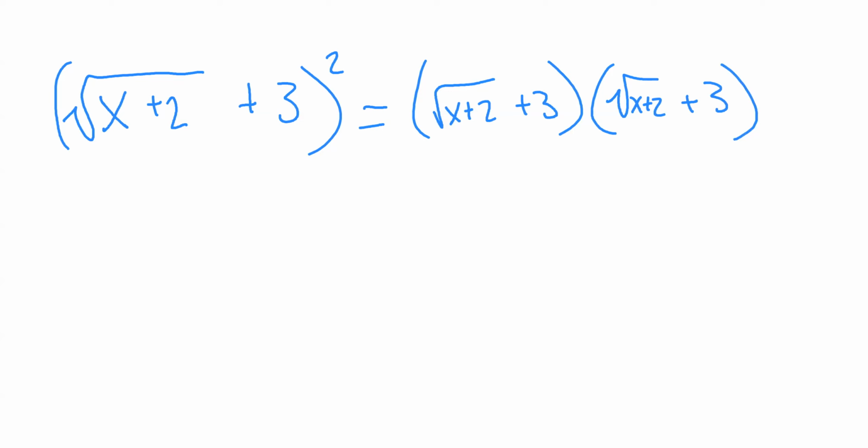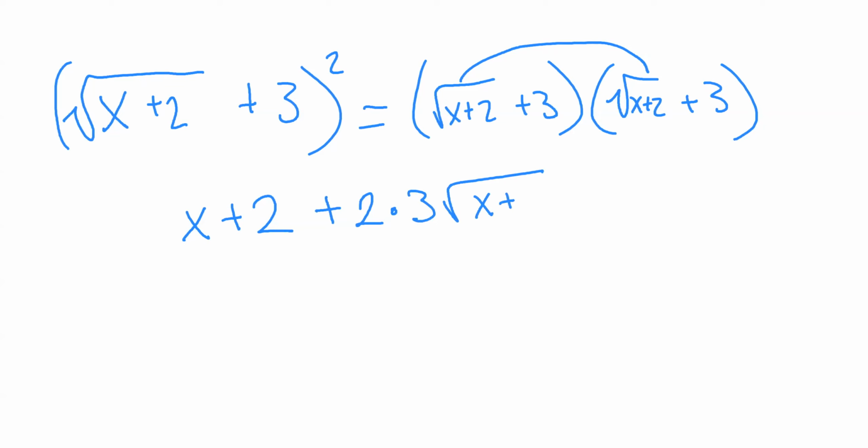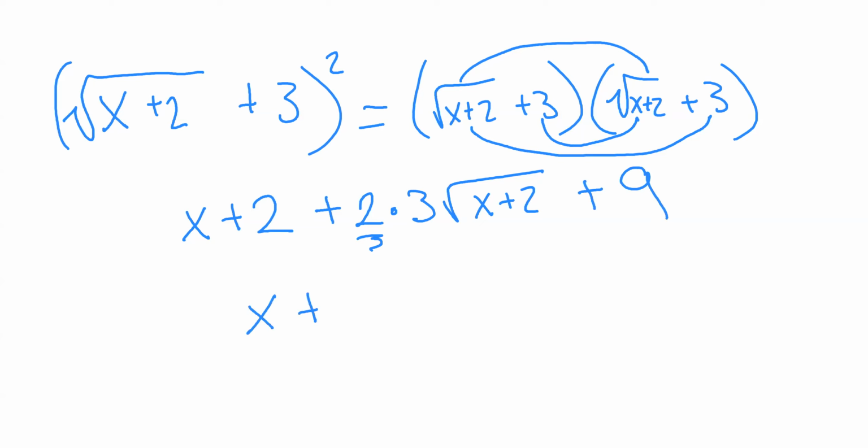Okay. And in the end, we are going to get x plus 2. It's going to be what we get when we do square root of x plus 2 times square root of x plus 2. And then we're going to get 2 of these, 3 times the square root of x plus 2. So this term is the same as that term. So that's why I've got 2 of them. And then we've got our 3 times 3, which is going to be a 9. Okay. So this can all simplify to be x plus 11 plus 6 root x plus 2.